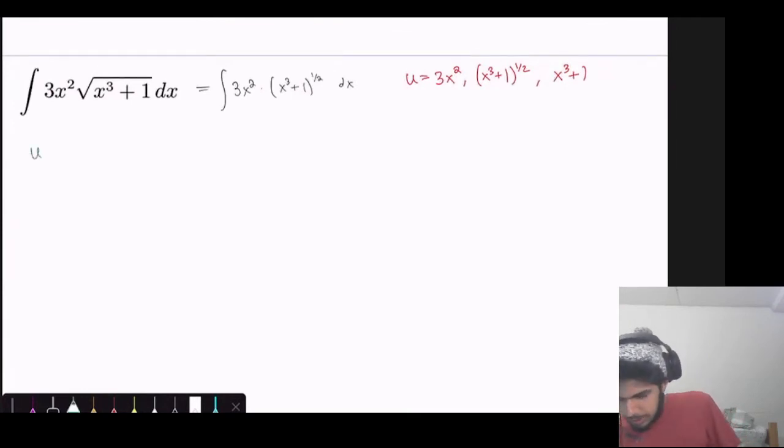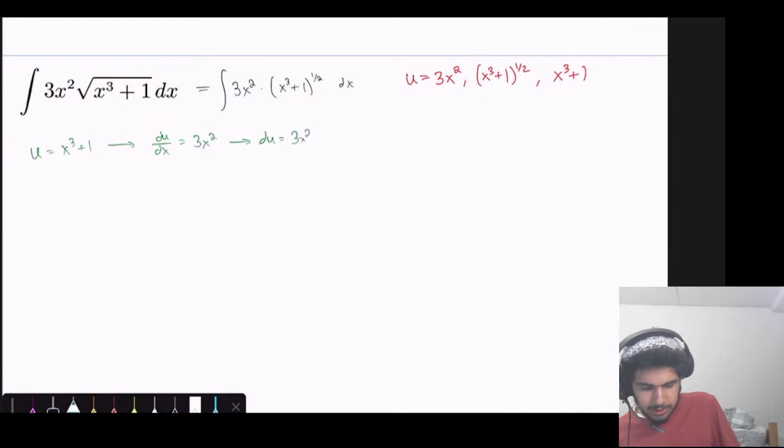So let's try it out. Let's let u equal x cubed plus 1. Then we'll take the derivative, du dx equals 3x squared. This tells us du equals 3x squared dx. And we want to solve for dx. We'll return to our integral.